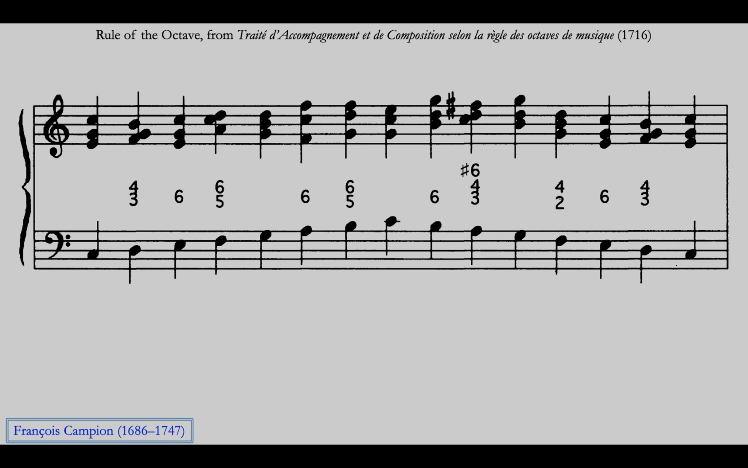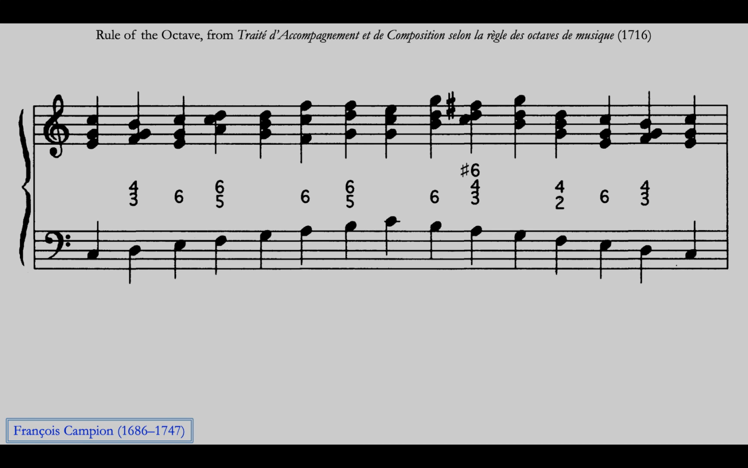At the time Campion published his treatise on the rule of the octave, Roman numerals were not yet in use to think about harmony. Instead, musicians really thought mainly in terms of figured bass, like you see on the screen and like we've used at times in this course. We could apply some Roman numeral thinking here.